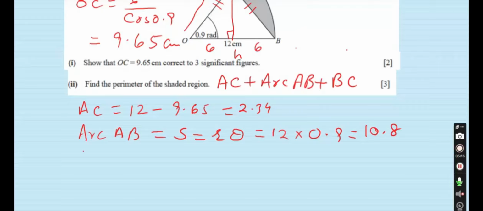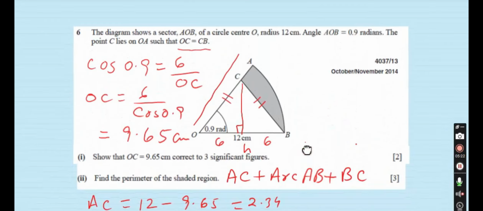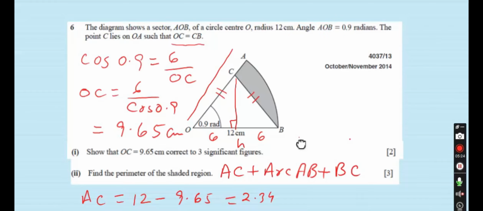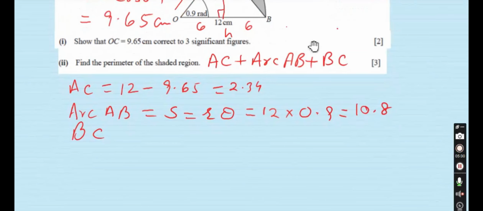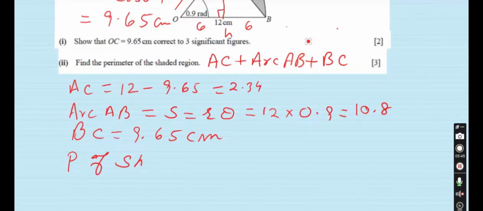Now we have to find BC, and you can see in the question OC is equals to CB. So we have found OC is 9.65. Therefore, BC is also 9.65 centimeter.